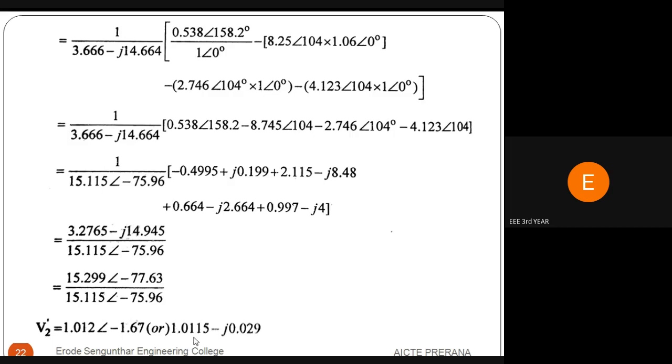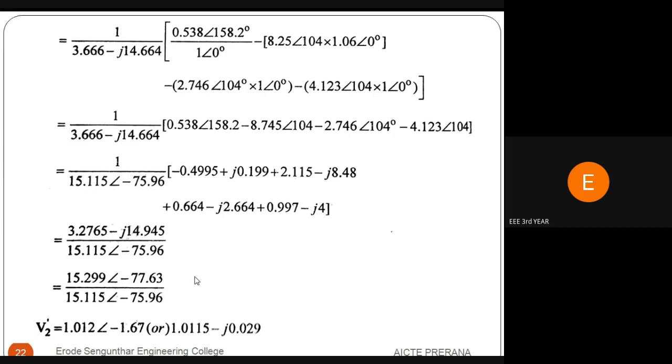That rectangle form value is 1.0115 minus j0.029. Everything is available in today's calculator, the MS 991. The only thing you have to keep in mind is that for calculation purposes, you have to convert everything into polar form and calculate it. Otherwise, you have to convert everything into rectangular form and just substitute it. Then there will be no confusion, no error will occur, and manual error won't occur at any point.